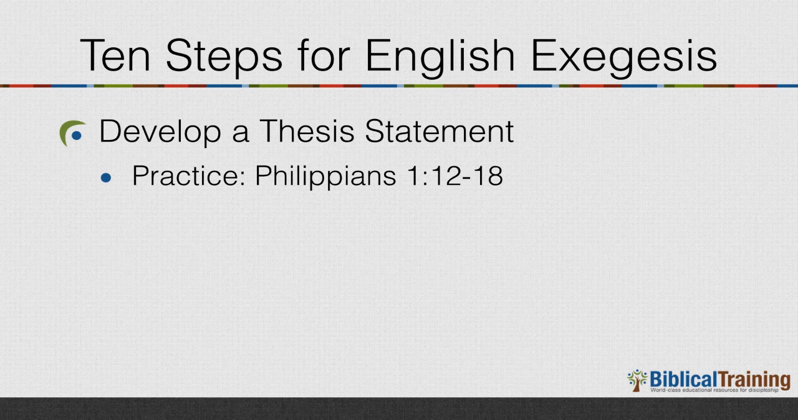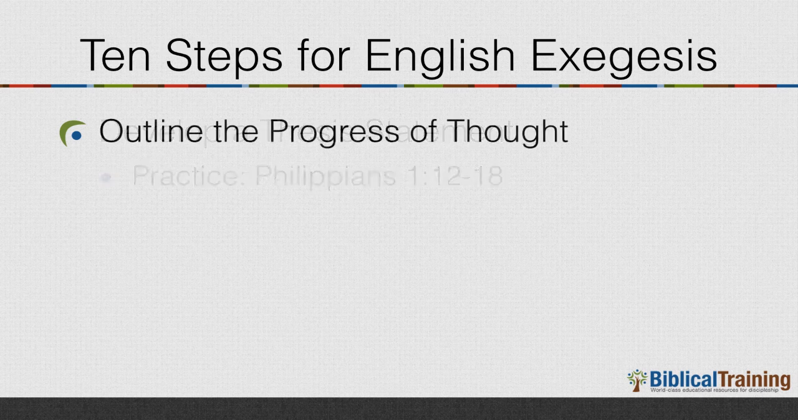All right, that was our third step of exegesis. Let's review. Our first step was identifying the genre. Our second step was getting the big picture. Our third step was developing a thesis statement. Our fourth step is to outline the progress of thought in the passage. Now, we've already talked about doing this as a means of identifying the main idea or the thesis statement. But now we'll talk about a few helpful points on how to actually do this.